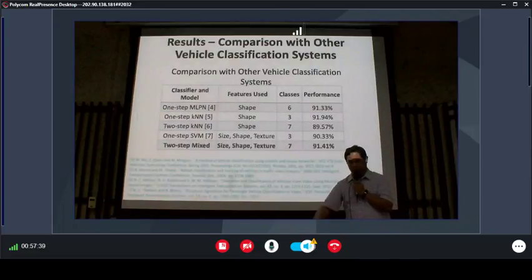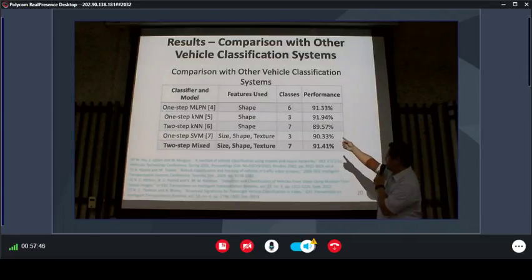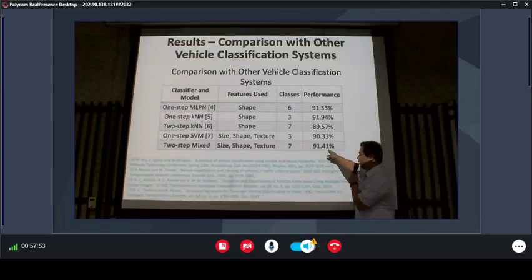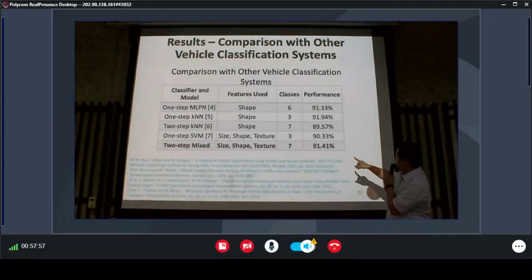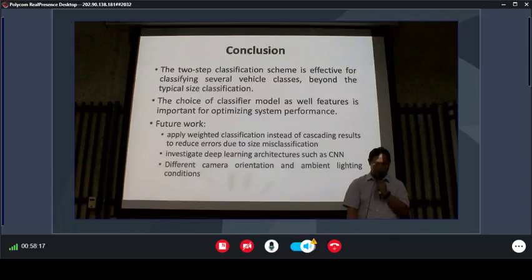Comparing what we have done with the others that we have found in literature, those that have the same number of classes, let's say they classified 7 classes, a two-step KNN, reference number 6, is at 89%. What we did was that we are at about 91%. And we are actually comparable to other classifiers that have fewer classes. So the more classes you have, the more difficult the task of the classifier. But then we are more or less comparable with what has been reported in literature for fewer classes. So in summary, a two-step classification scheme has been implemented, effective for classifying several vehicle classes beyond the typical size classification. And the choice of the classifier model, as well as features, is important for optimizing system performance.